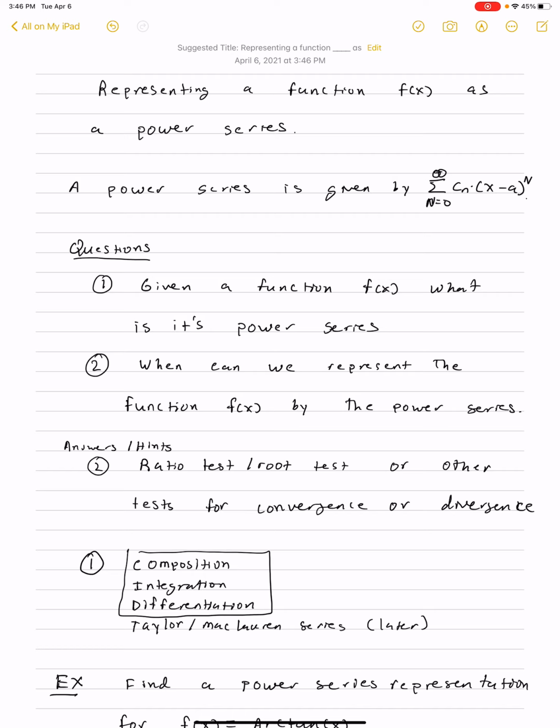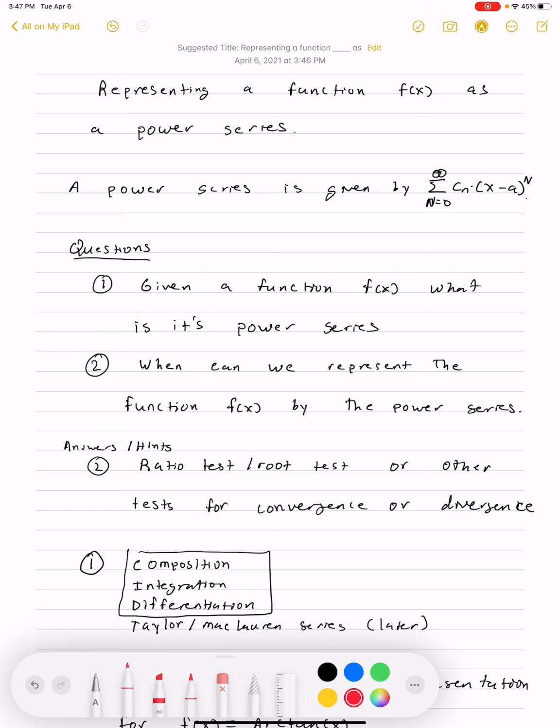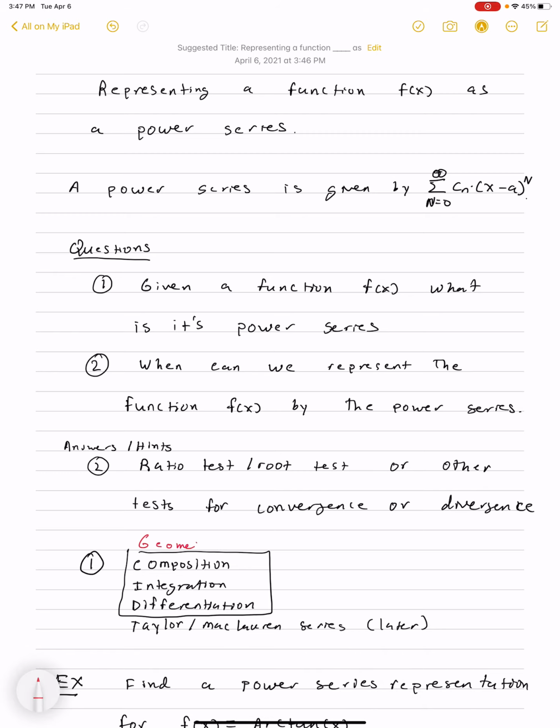If I'm given a function, one of the key things I'm going to use, and I'm going to write this here, let's write it in red, is, it's also useful to write down the geometric series. That's another helpful one. But we can use composition, integration, differentiation, geometric series, and once you learn it, Taylor-Maclaurin series. To help us answer when we can represent the function, we will want to use our tests for convergence or divergence.